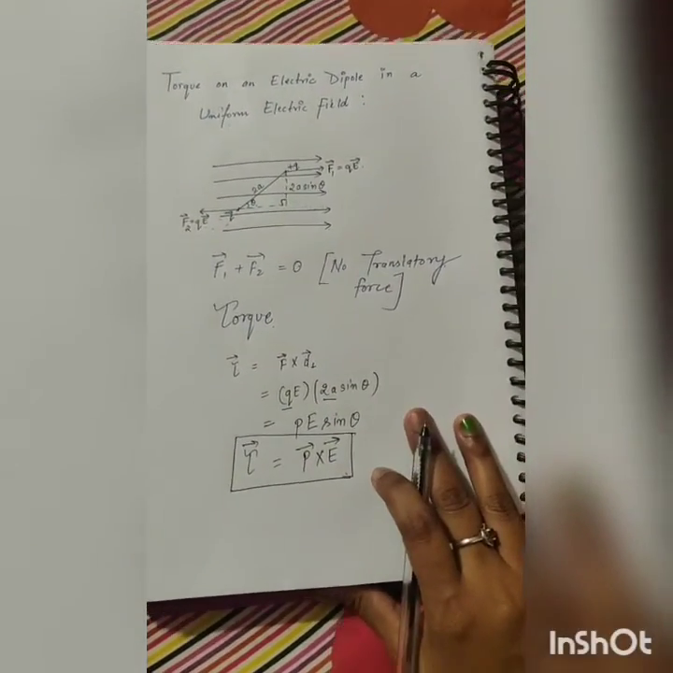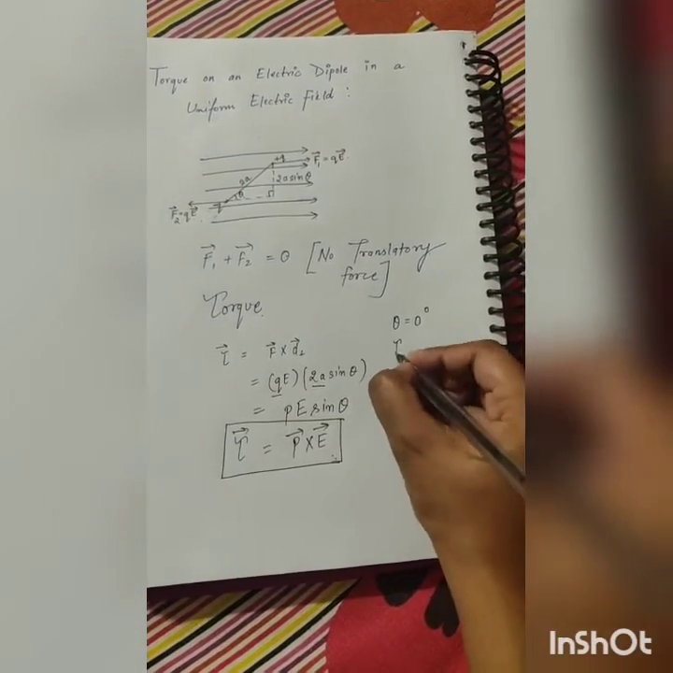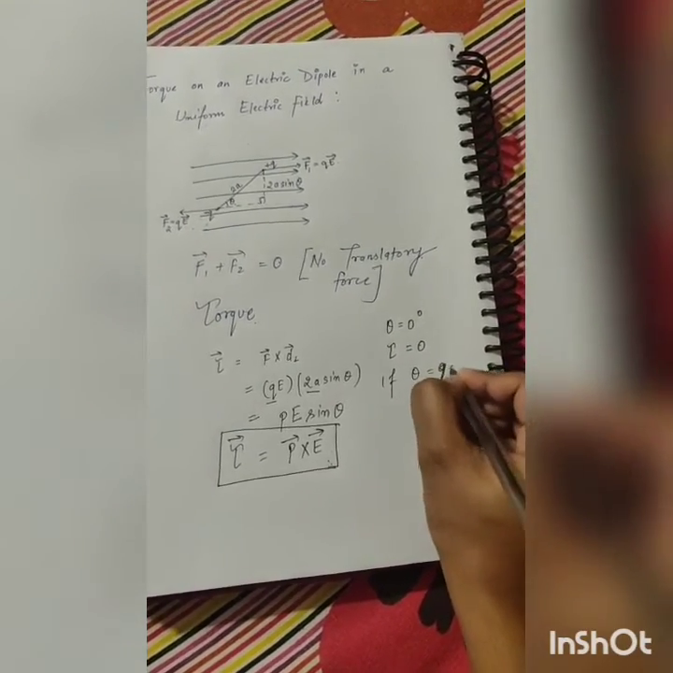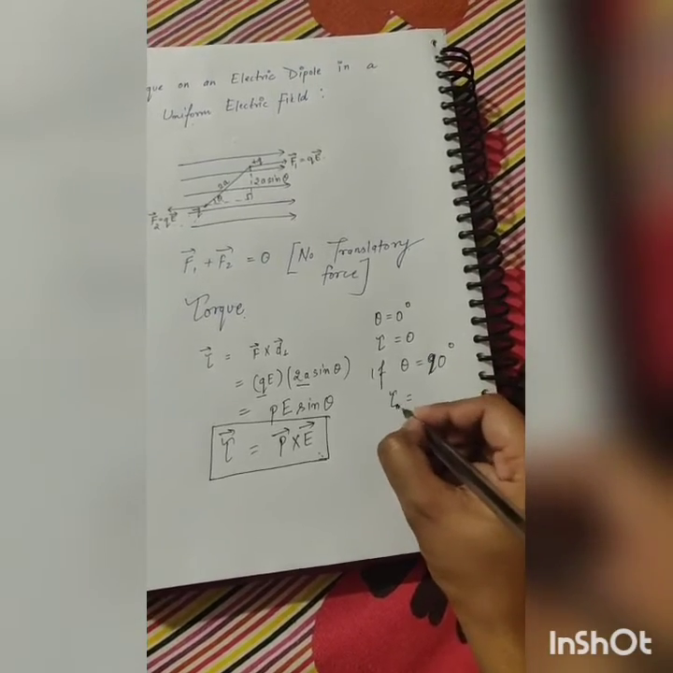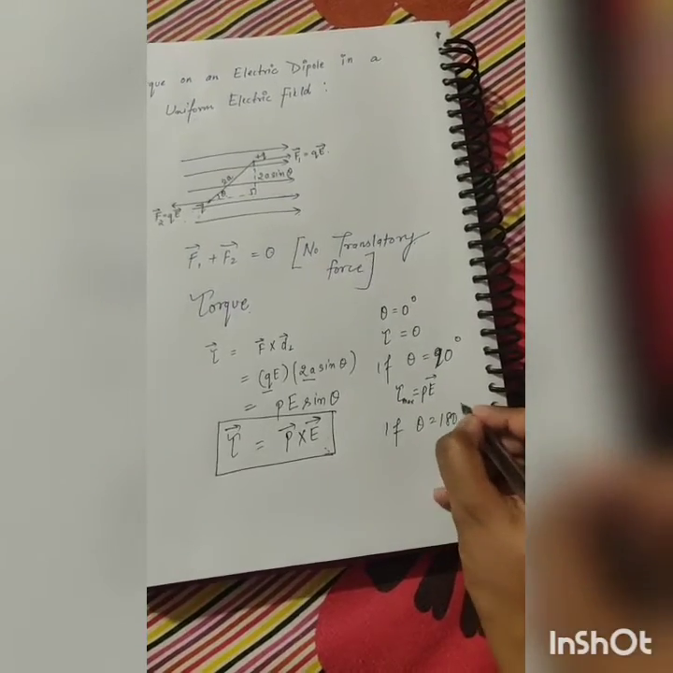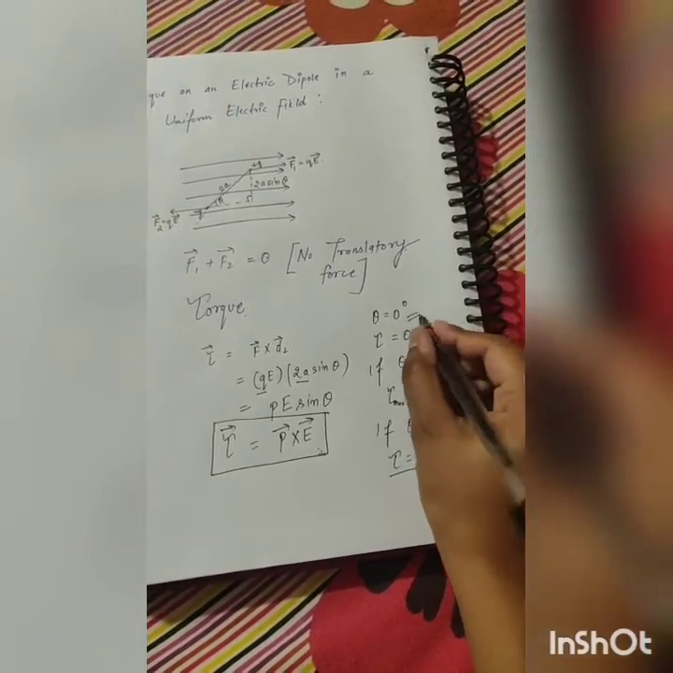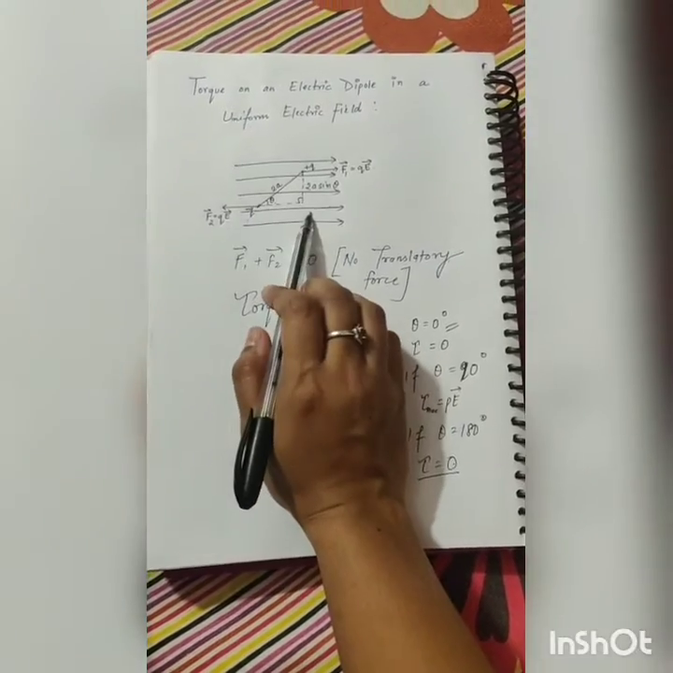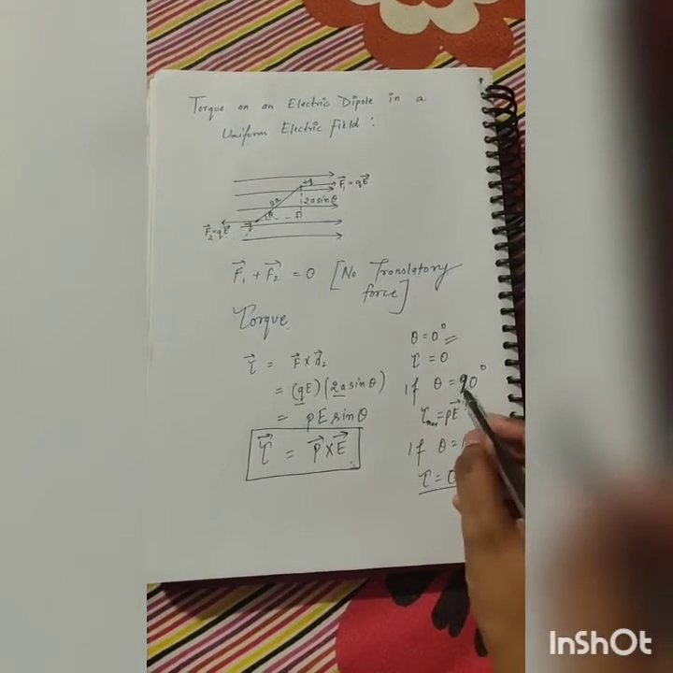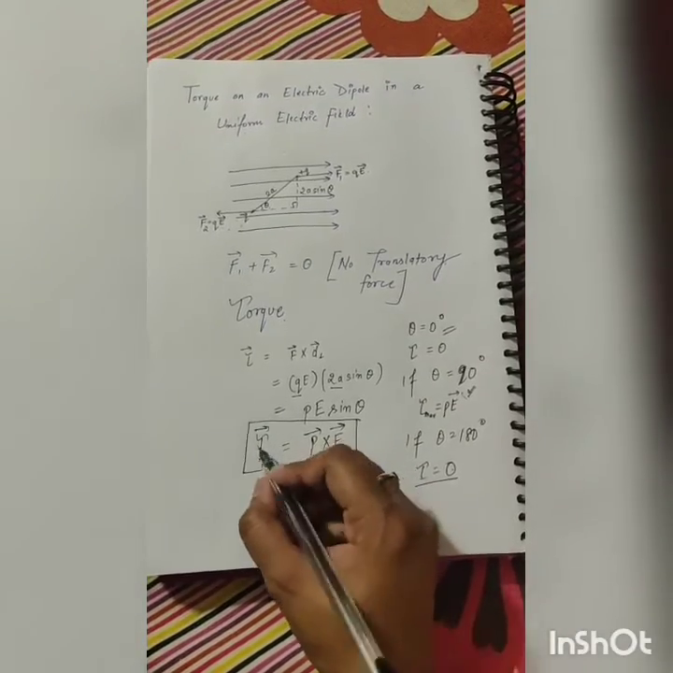Now the question is, when will this torque be minimum? If theta is equal to 0 degrees, obviously torque is going to be 0. If theta is equal to 90 degrees, in that case this torque will be the maximum, which is equal to pE. If again theta is equal to 180 degrees, again it is going to be minimum. So it means at 180 degrees and 0 degrees it will be stable. There will be no rotation experienced, whereas it will experience a maximum torque at theta equals 90 degrees. What is the SI unit of this torque?